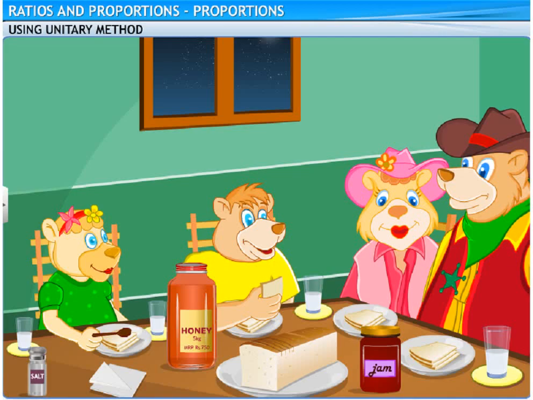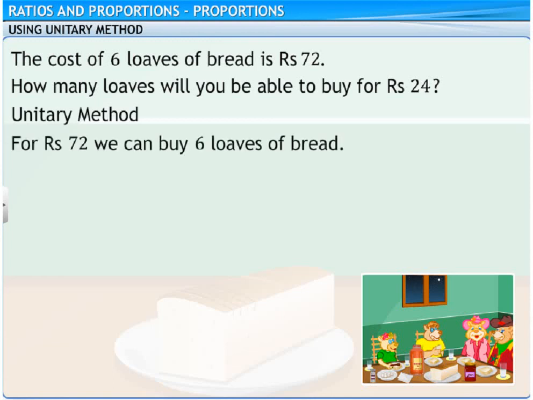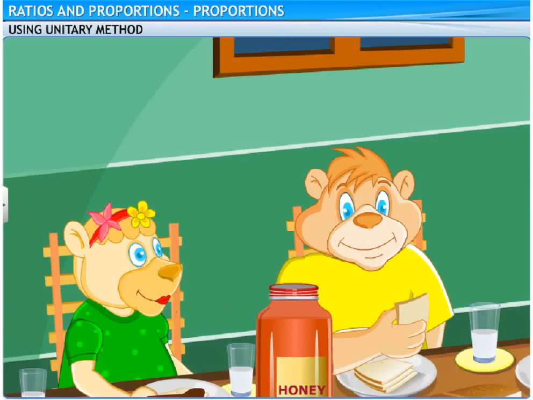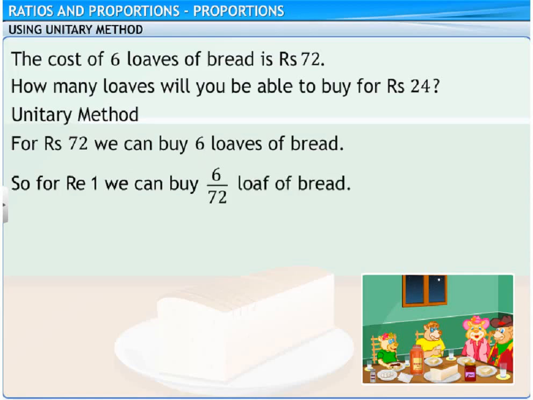This is such an interesting method, Dad. No doubt it is. Now tell me, if the cost of 6 loaves of bread is 72 rupees, then how many loaves will you be able to buy for 24 rupees? Dad, we can use the unitary method again. All right, so for 24 rupees, the number of loaves we can buy is equal to 6 upon 72 multiplied by 24. Exactly. So, in 1 rupee, we can buy 6 upon 72 parts of the loaf of bread.